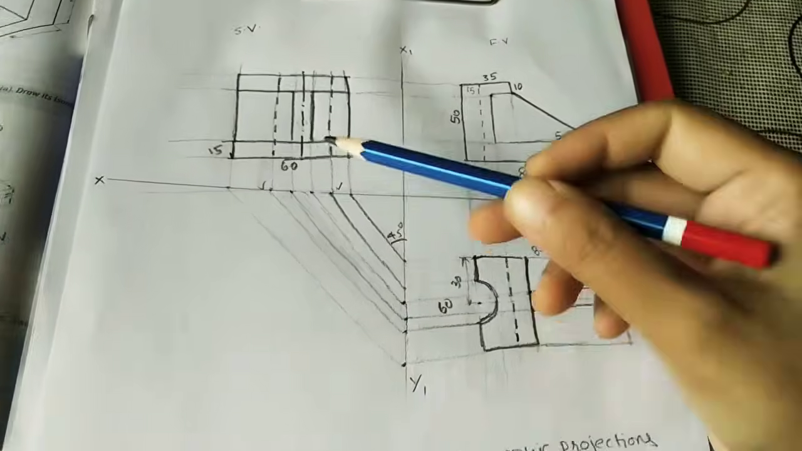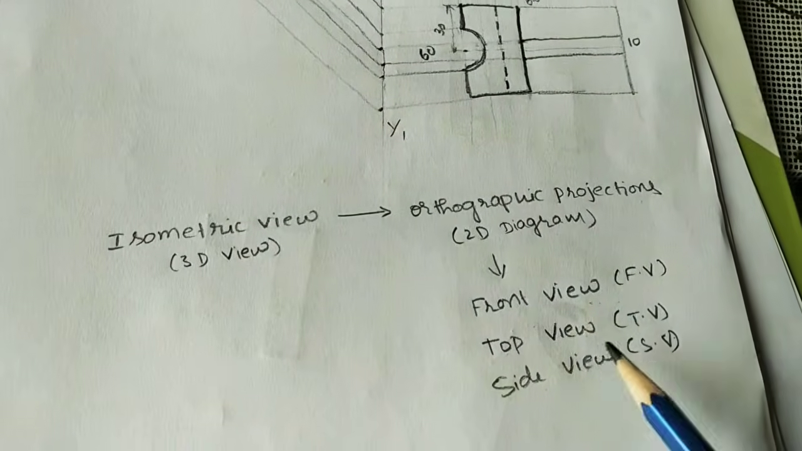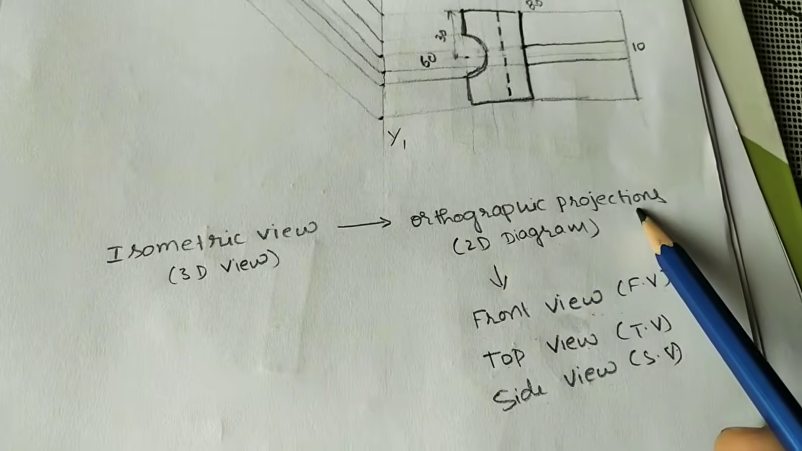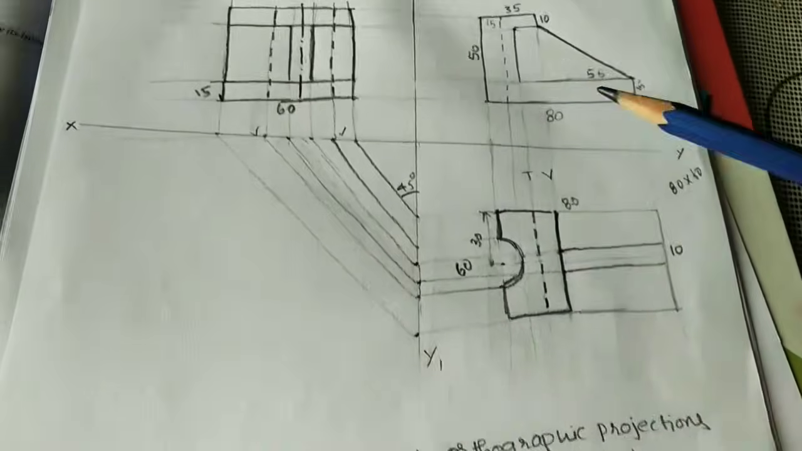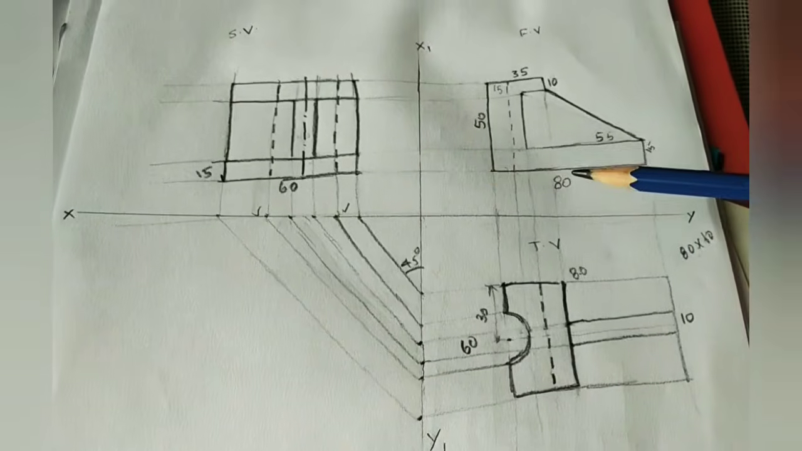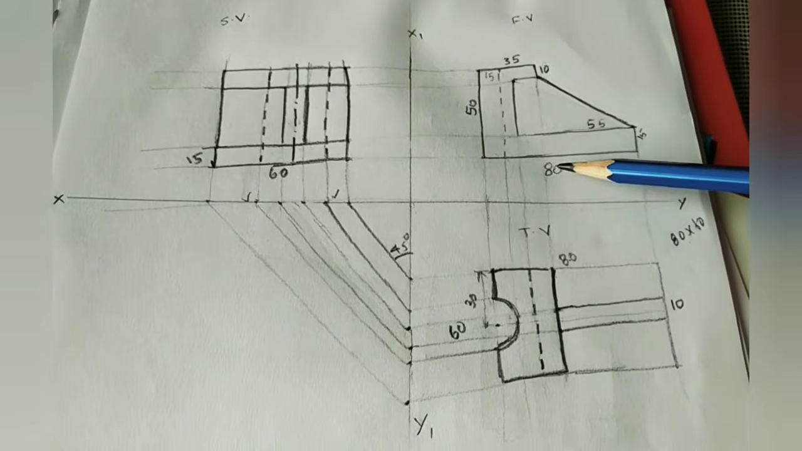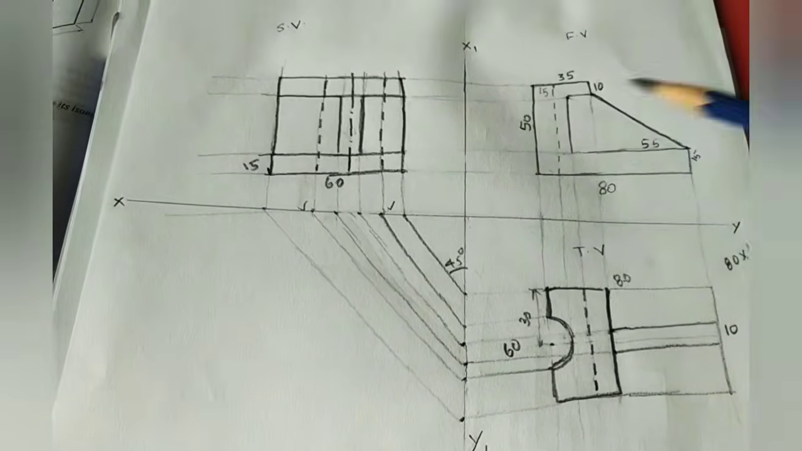These are the three views, front view, top view and side view, coming in the orthographic projection. So we have converted this 3D diagram or isometric view into orthographic view without using the drawing instruments. By using drawing instruments and correct measurements of the dimensions, we have to do all the three diagrams.